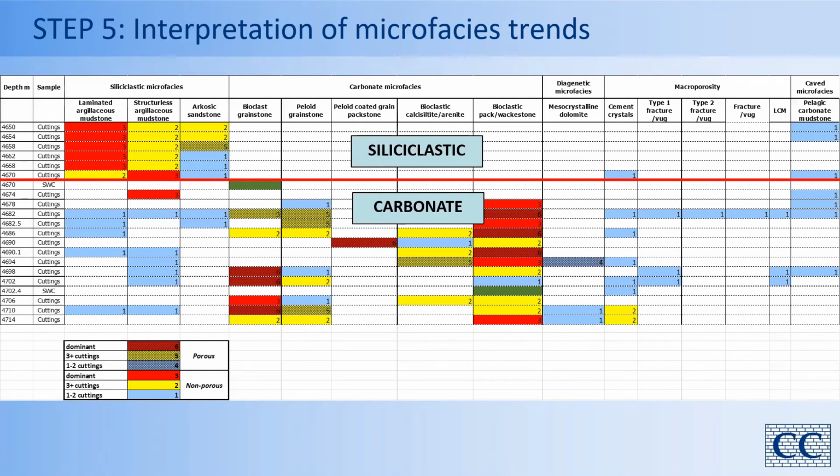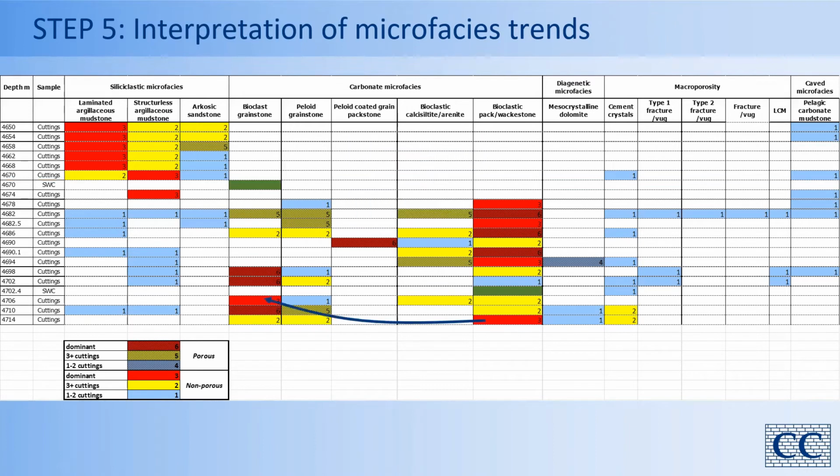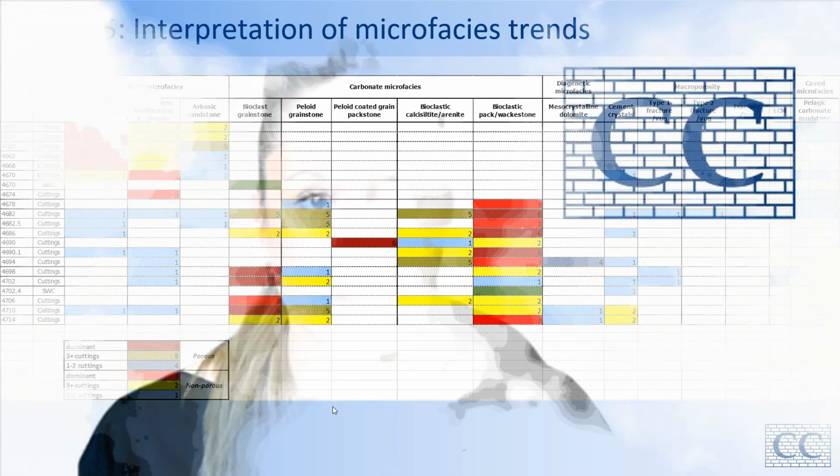But not only that, we can start to interpret some of the smaller scale cyclicity. For example, shallowing upward cycles, which have a lower energy bioclastic wackestone base through to a bioclastic grainstone top. And these cycles may then be repeated. So not only can we determine these larger scale sequences, we can also recognize these smaller scale sequences and any diagenetic overprint, any macroporosity, and also identify intervals of reservoir quality.